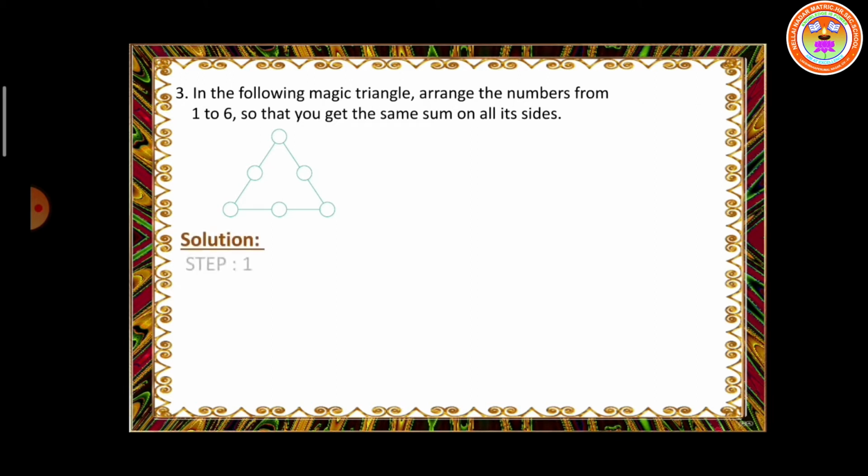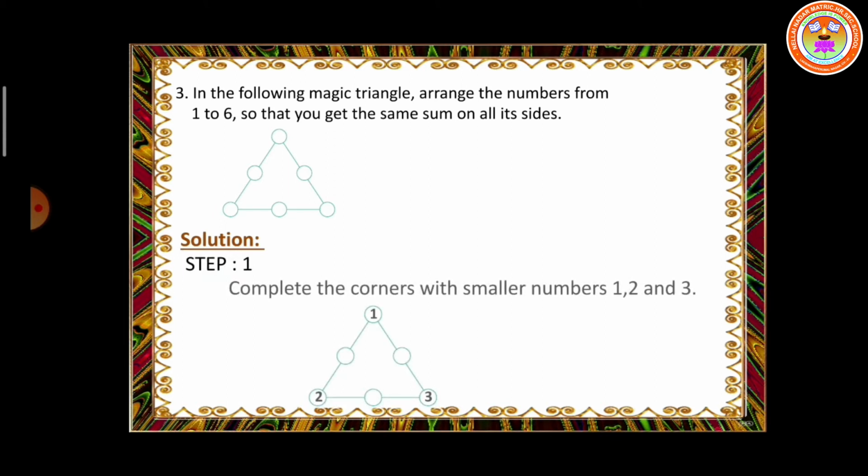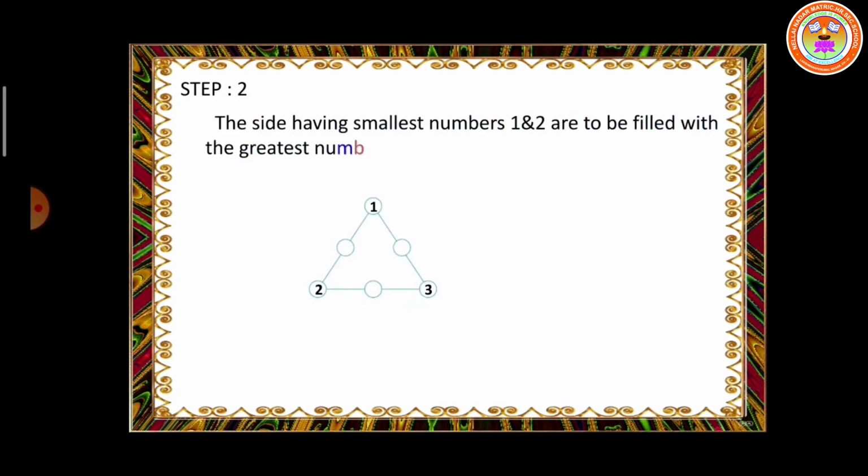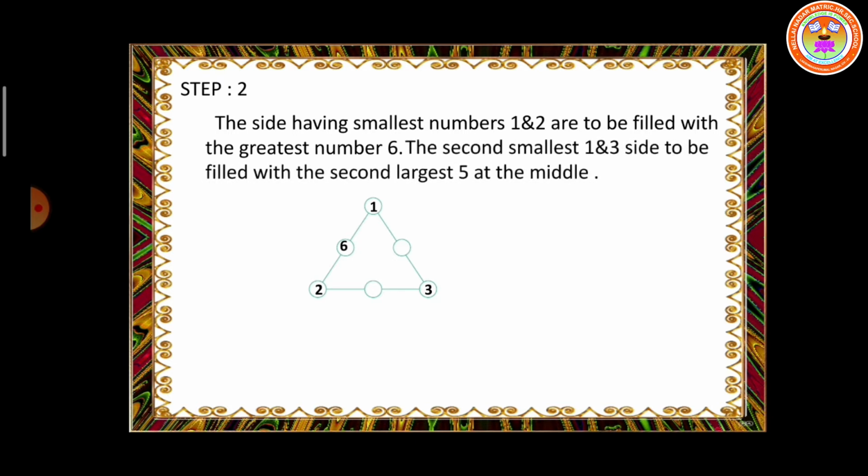Solution. Step 1. They have given a magic triangle. Complete the corners with the smaller numbers 1, 2 and 3. Step 2. The side having the smallest numbers 1 and 2 is to be filled with the greatest number 6. Next, the second smallest side, 1 and 3, is to be filled with the second largest number 5.